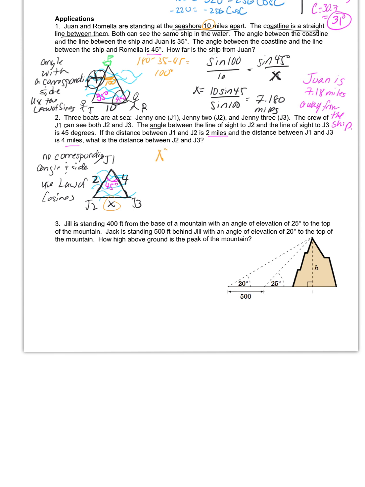So we have x squared equals each of those sides squared, added together, minus 2 times the other sides, 2 and 4, times the cosine of the angle that's across from x, which is 45 degrees. One thing nice, you're just going to put this all in your calculator like this. And when you get done, you get x equals 2.947. Okay, so J2 and J3 are 2.947 miles apart.